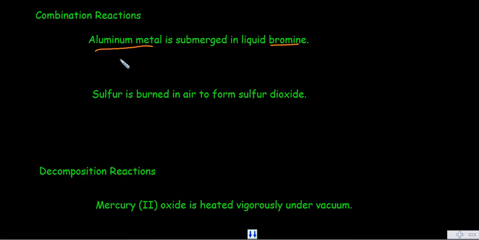So combination reactions involve combining elements together. So aluminum metal, as an example, is submerged in liquid bromine. All right, aluminum metal, Al, and then you can write solid, is submerged in liquid bromine. So let's see, bromine is Br, and it's liquid, but hold on. Bromine by itself is not just Br. This is one of those 7 diatomic elements. It's Br2. So what do you get when you combine aluminum and bromine together?